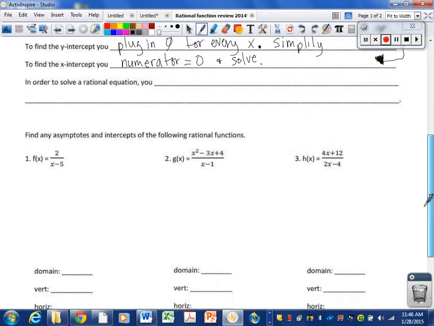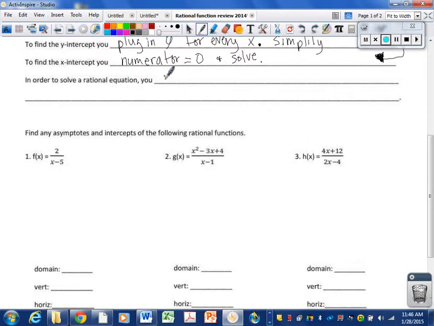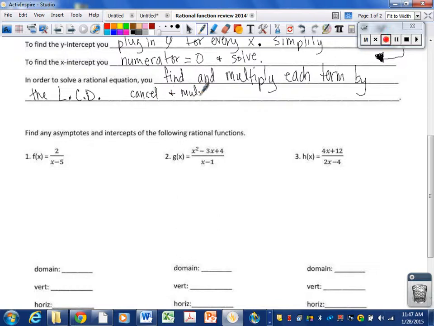So in order to solve a rational equation, you need to find the least common denominator. Find and multiply each term by the least common denominator, LCD. Okay, you cancel whatever is left, and you multiply through. We'll just put cancel and solve.